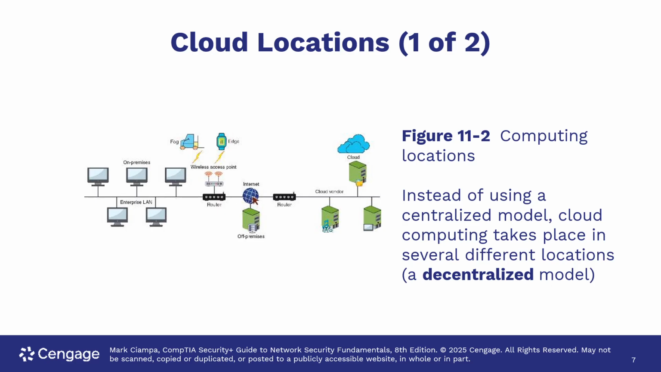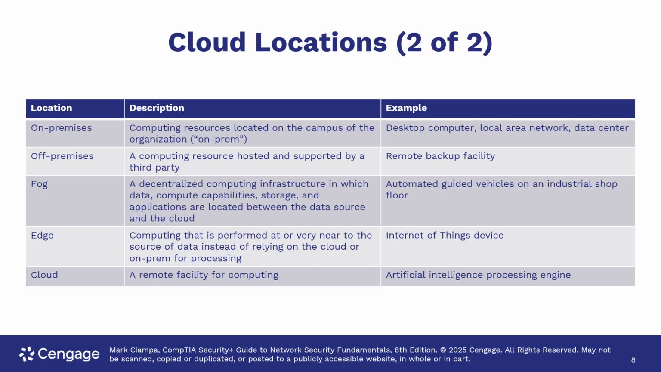And here are the locations of the clouds. Here's a figure showing the computing locations. On the left, you have your computers, on-premise, enterprise LANs, wireless access points, connecting to the internet. So instead of using a centralized model, cloud computing takes place in several different locations, or a decentralized model. So again, here are the different types listed out, with the description and examples. Edge, you see the edge, that's where your Internet of Things device might go.